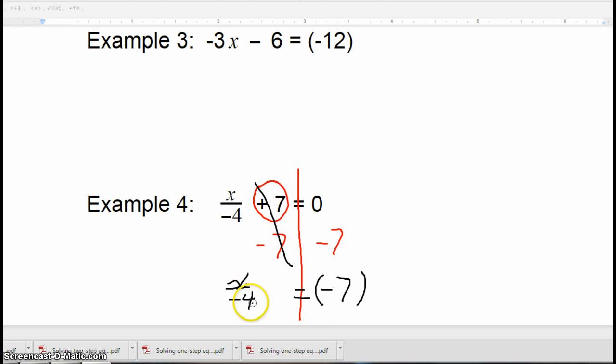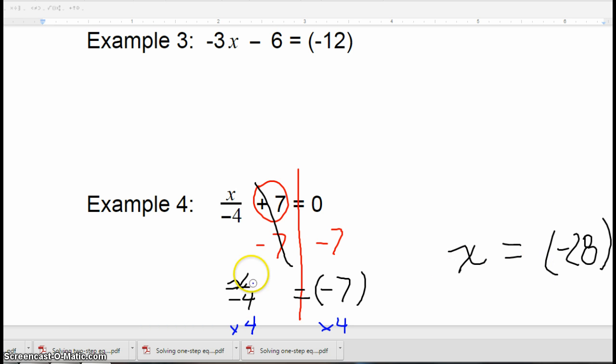And since this is x divided by 4, I do the opposite. I multiply by 4. Multiply by 4. And I will be left with x equals, let's see, negative 7 times 4, that's negative 28. If I check my answer, negative 28 divided by negative 4 is positive 7. So, wait a second, what did I do wrong? Let's see. That can't be right. Positive 7 plus positive 7 is 14. What did I do wrong?